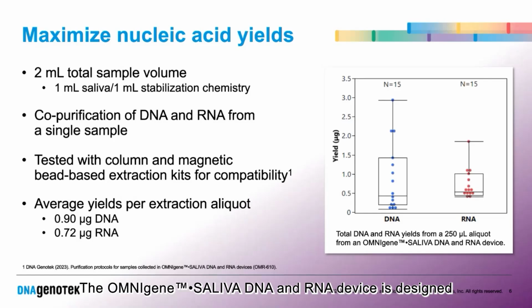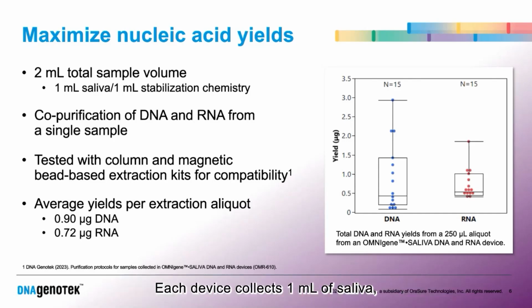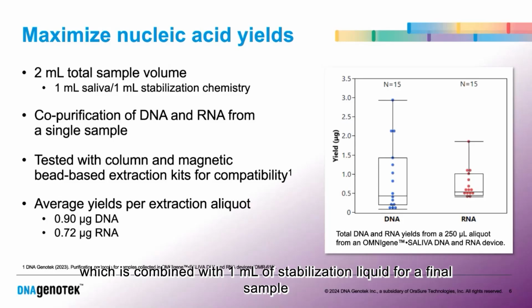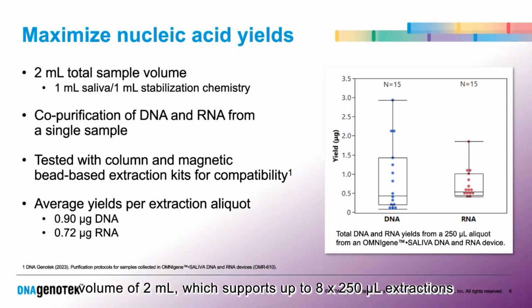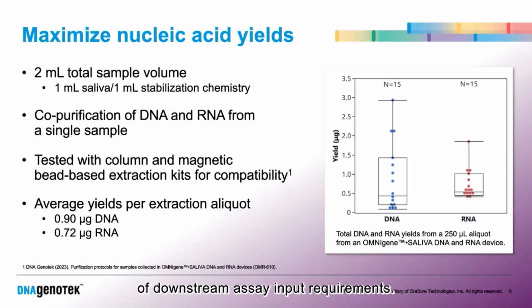The OMNIgene Saliva DNA and RNA device is designed to maximize nucleic acid yields to offer experimental flexibility. Each device collects 1 milliliter of saliva, which is combined with 1 milliliter of stabilization liquid for a final sample volume of 2 milliliters, which supports up to 8 250 microliter extractions, and therefore provides ample sample to fit a diverse range of downstream assay input requirements.